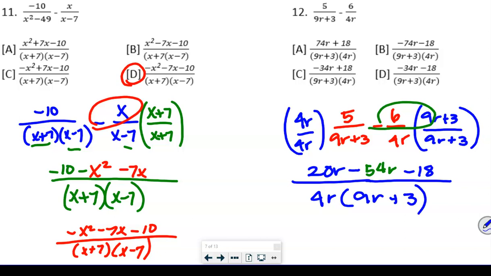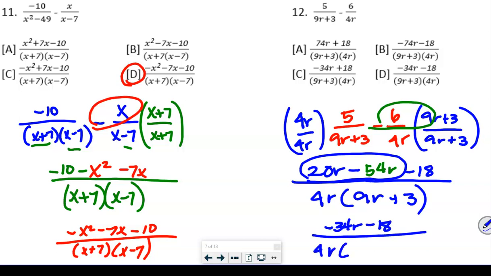So do you see any common factors or common terms up there? Yeah, right there. I do too. So what's that going to give us? Negative 34r minus 18 over, again, our 4r times 9r plus 3. And that was, again, D.